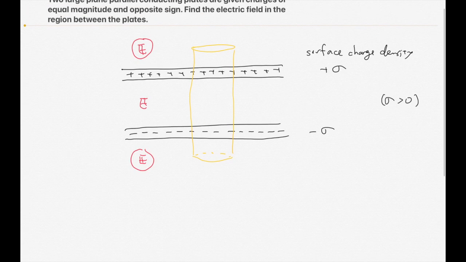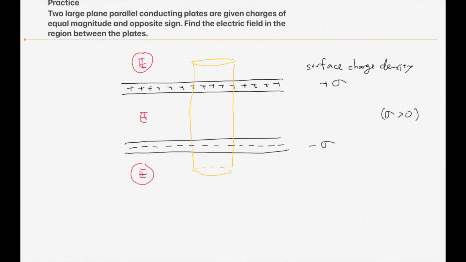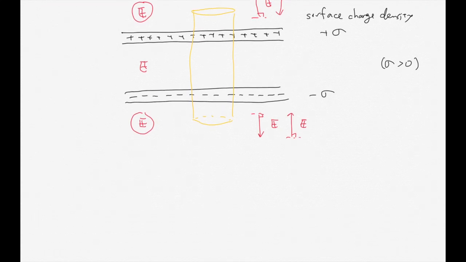And the electric field is always perpendicular. We're not sure whether it's going up or down, maybe up or down. But at least it should be perpendicular to the plate. Then we'd like to apply Gauss's law.